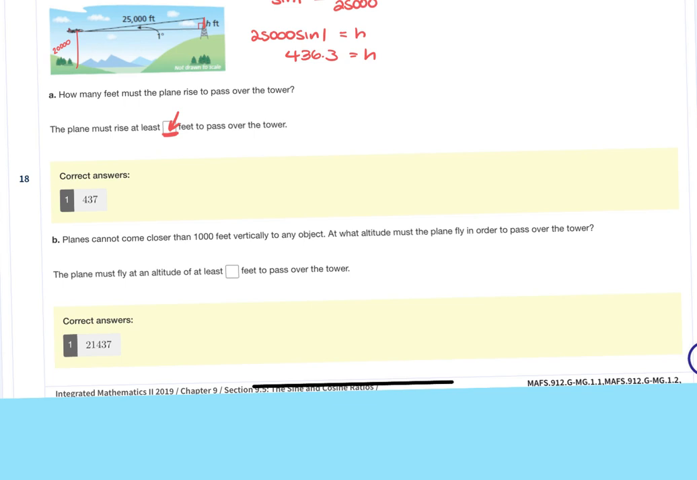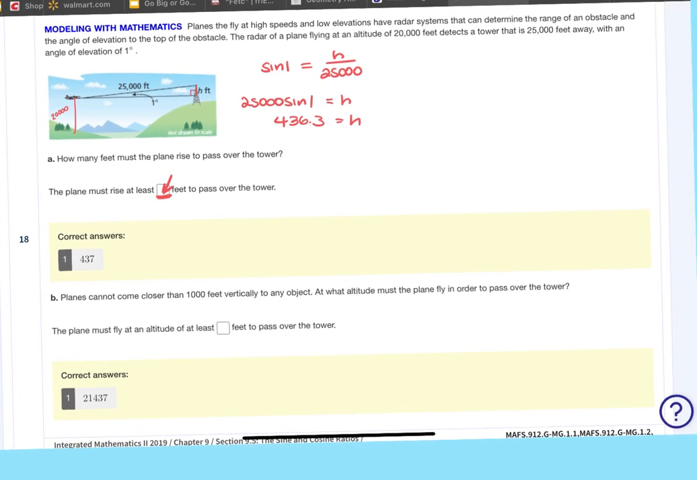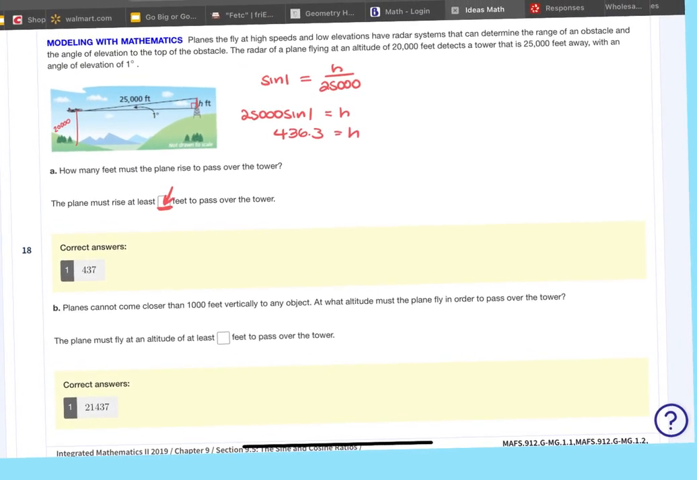All right, then it says planes cannot come closer than 1,000 feet vertically to any object. At what altitude must the plane fly in order to pass over the tower? So now you want to get it 1,000 feet over it. So I need this to now be 1,000. At what altitude means what's the height here? 20,000. So how did you get it? 20,000 plus 1,000 plus 437. 20,000, which is this here, plus the 1,000 it needs, plus the 437 that you got from there. So you're adding them all together.